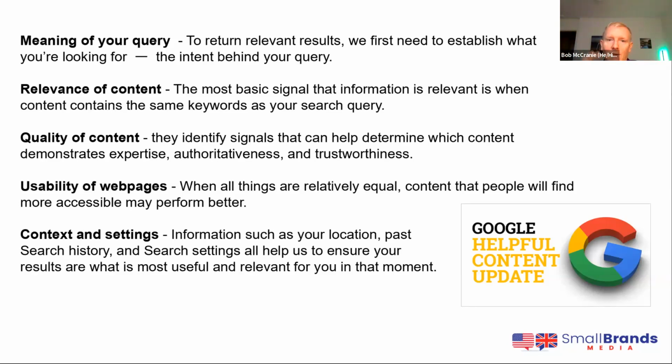So these are five things that they look at in the helpful content update to see, is your site the right site? What was the meaning of the query? How relevant is your content? What's the quality of your content? What's the usability of your site? And what is the context and settings of where this person is at? Okay. Now, that's a lot for us to try to manage and still go sell houses.